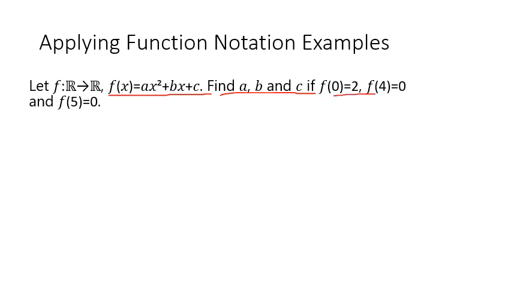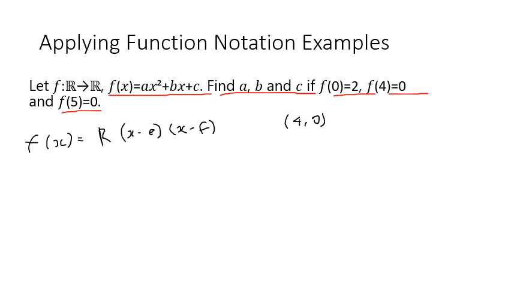f of 0 is equal to 2, f of 4 is equal to 0, and f of 5 is equal to 0. And the question has given us 2 x-intercepts here, and we can use these x-intercepts to find our values. So we know that the x-intercept form of our parabola is f of x is equal to k brackets x minus e and x minus f, where k is our dilation and e and f are our x-intercepts. And the values of our x-intercepts are (4, 0), given by the second piece of information the question gives us, and (5, 0), which is given by the third piece of information, because we can see when x equals 4, f of x, also known as y, is equal to 0, and when x equals 5, f of x is equal to 0.